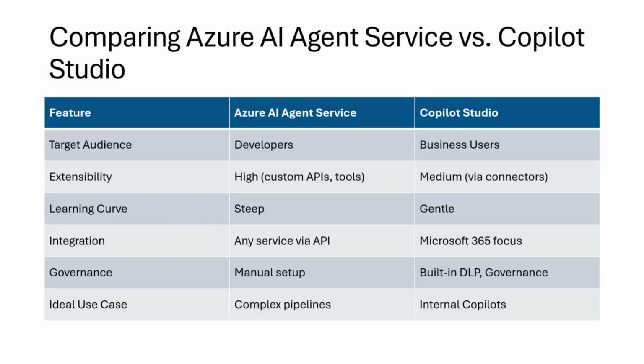And last but not least is governance. Governance is manually set up with AI Agent Service, but Copilot Studio has built-in capabilities that are already available there. And for the ideal use case, if you have complex agent scenarios, then go for AI Agent Service. If it is simple scenarios, then you can use Copilot Studio, and you should be able to do that. That's the advantage that you will be getting here.